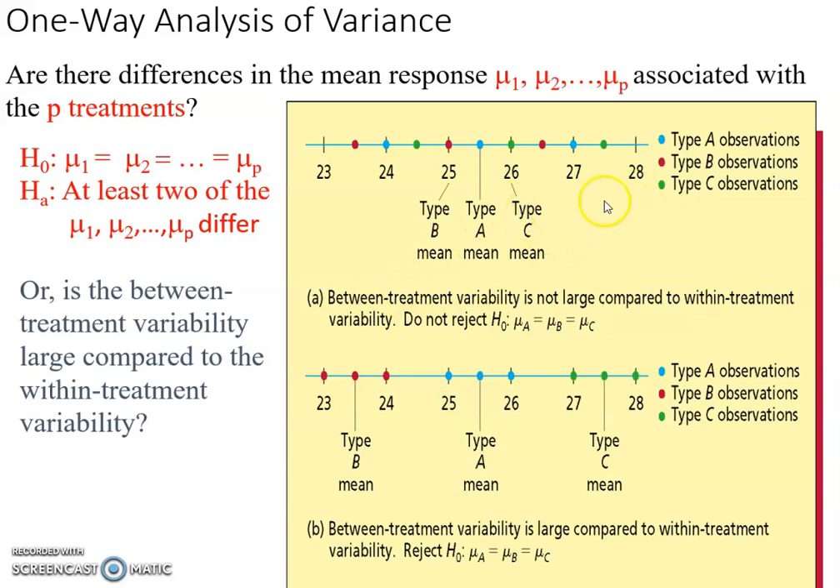This is just a visual. In this case, the between treatment variability is not large. They're very close together, A, B, C. But in this one, they are very far apart.